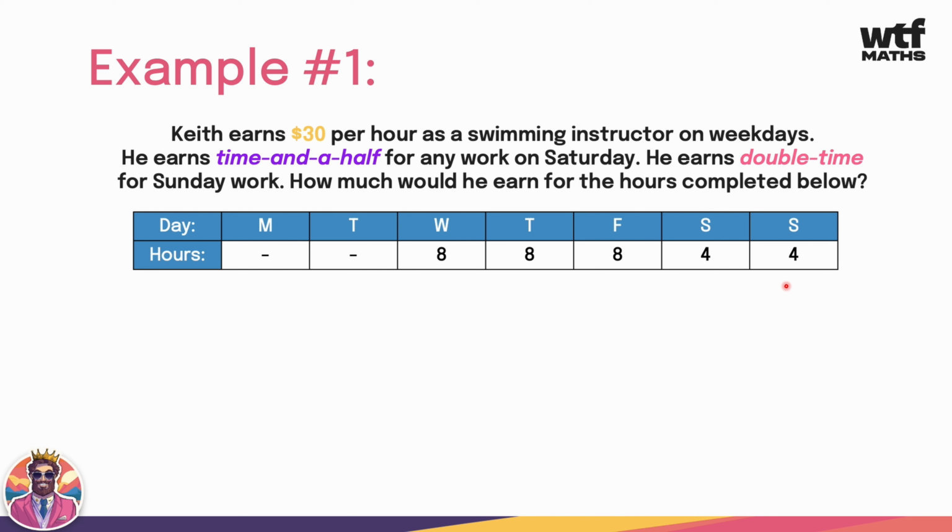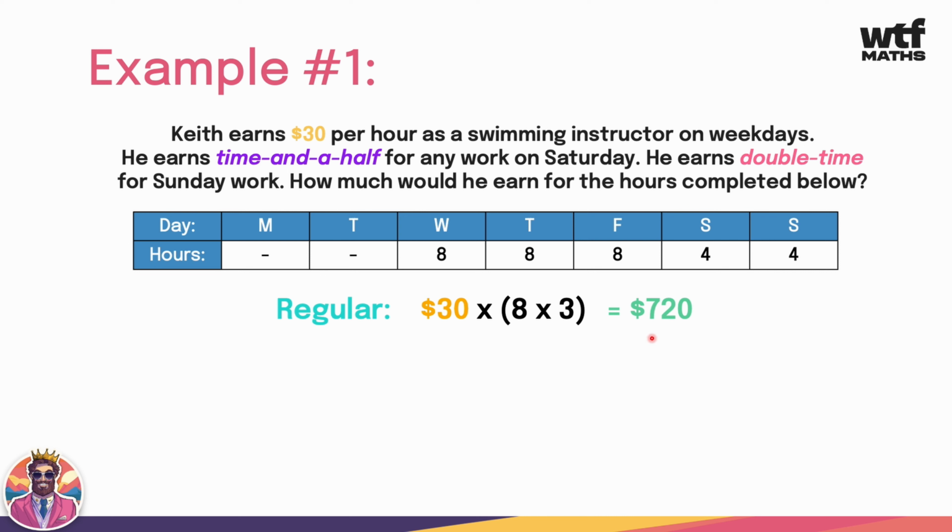So the first thing I'm going to do is just work out how many normal regular hours he worked. For his normal regular hours, it's $30, which is his normal pay, and there were 3 days where he worked 8 hours. So that's 24 hours there. So 30 times 24 is $720.